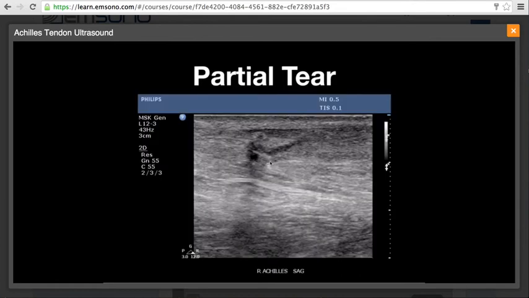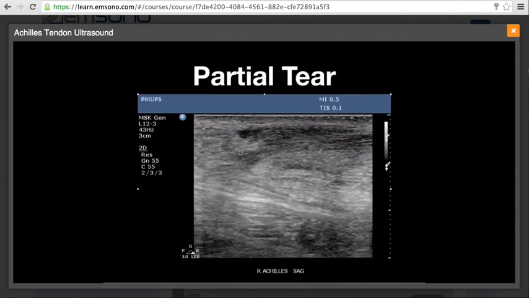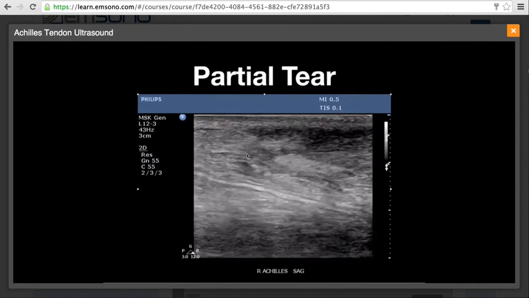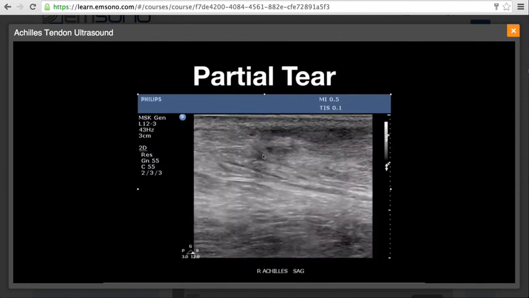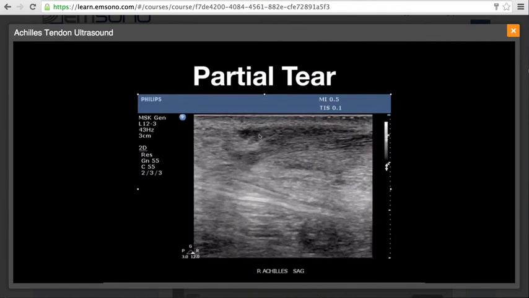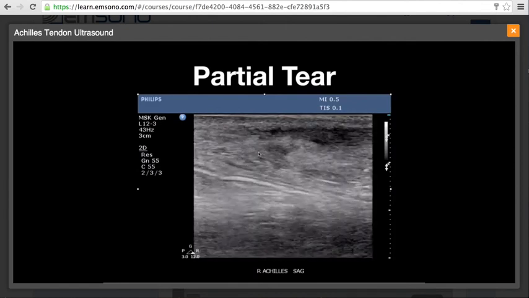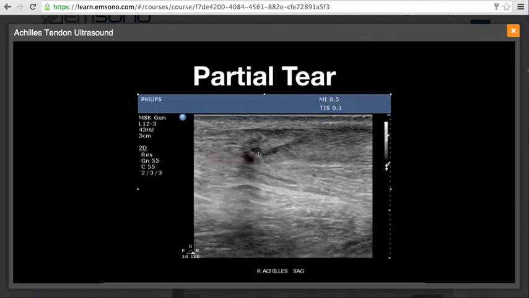Here's another example of a partial tear. And you can see, as the patient's taken through dynamic scanning, there's only a very small band here that's still connected. There's some free fluid here. But this was a patient with a fairly significant partial tear of their Achilles tendon.